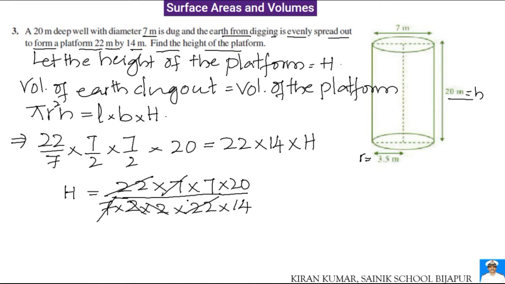Now 4 5 times is 20. We'll be getting 35. 7 ones are 7, 2 times 5 by 2, which is nothing but 2.5 meters. Therefore, the height of the platform is 2.5 meters.